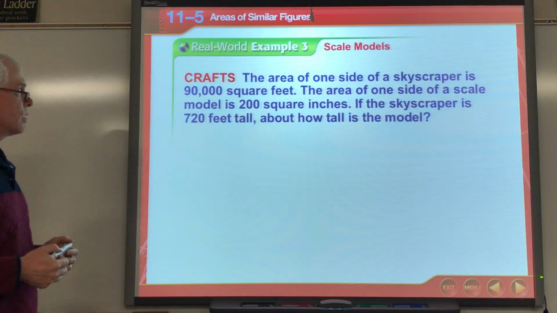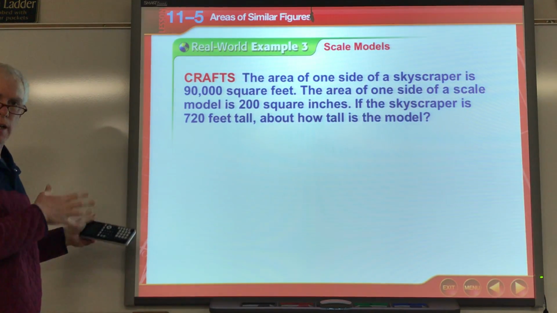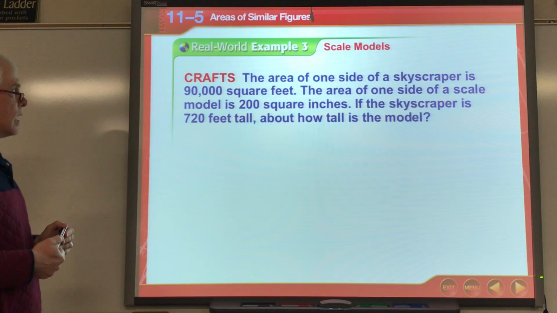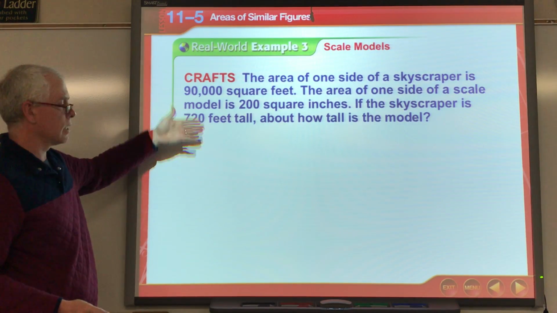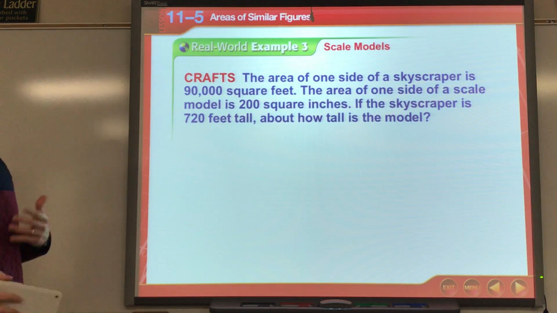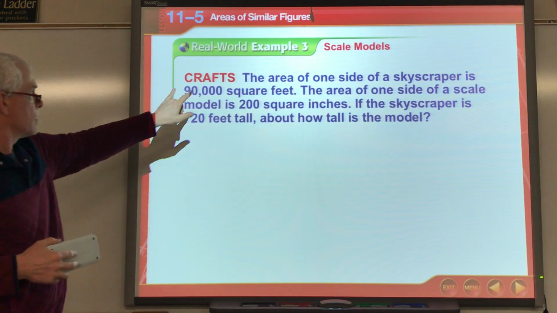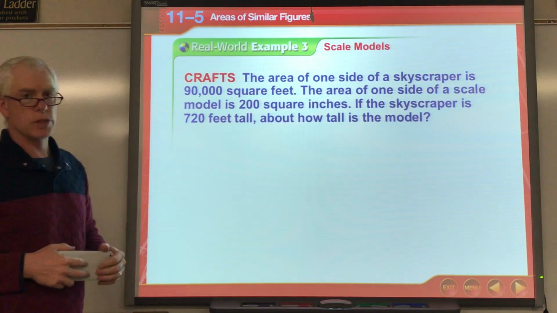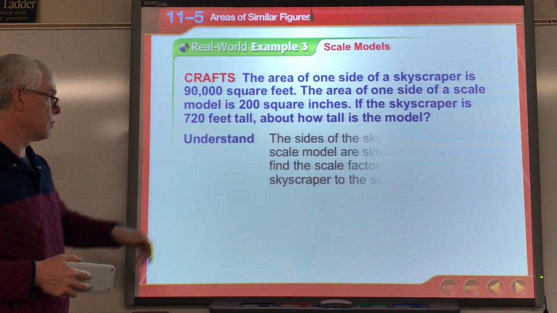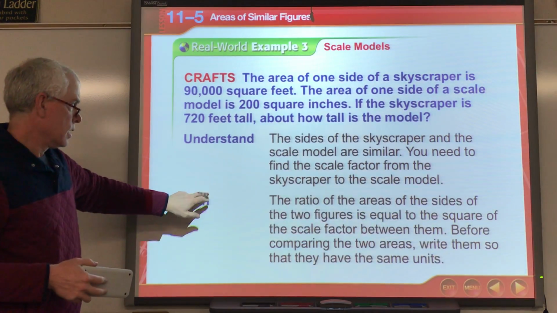So same kind of thing, you guys. I'm going to find the scale factor like I did on the previous triangles, and then I'm going to set up a proportion using that scale factor. The only thing that throws a monkey wrench in this is square feet and this is square inches, so I do have to convert, okay? And we're going to see them do that here shortly.